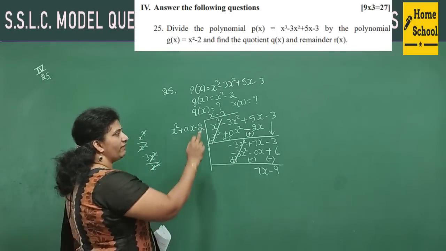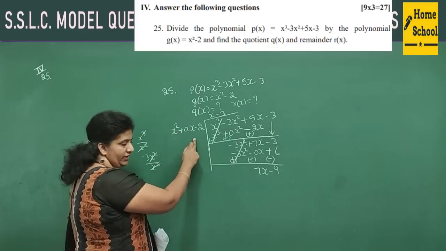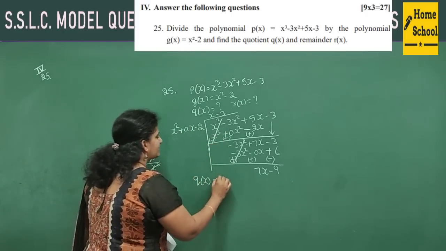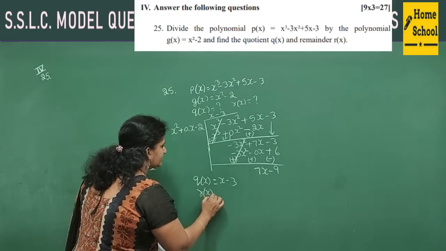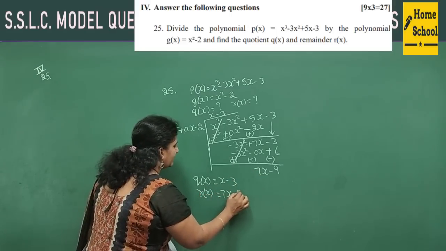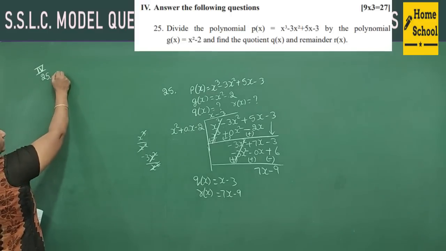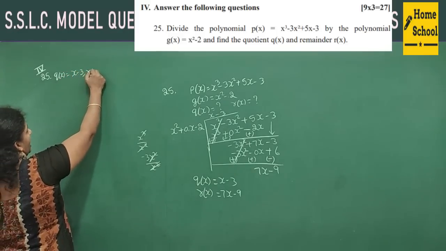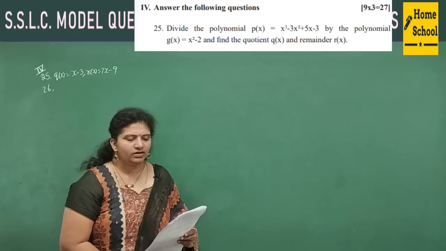That means when you divide this polynomial p of x by polynomial g of x, we get a quotient. q of x is how much? x minus 3. And a remainder, r of x is equal to 7x minus 9. Okay? q of x is equal to x minus 3. r of x is equal to 7x minus 9.